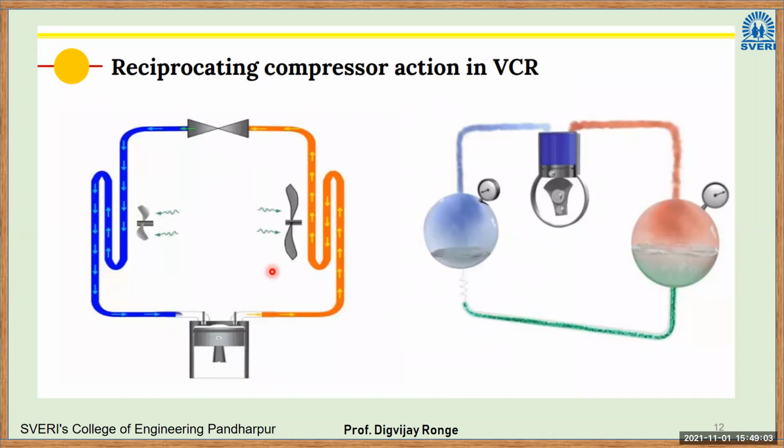I don't know why this animation is not playing. This animation should have been played. Okay, so this is a VCRS system again. It has a compressor, evaporator, condenser, and expansion valve. In this case, the compressor you can see here is a piston cylinder assembly, or reciprocating air compressor.